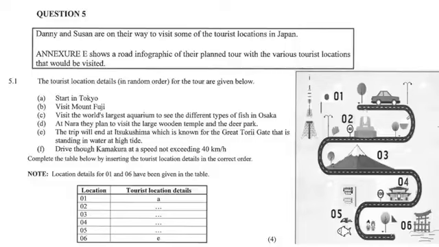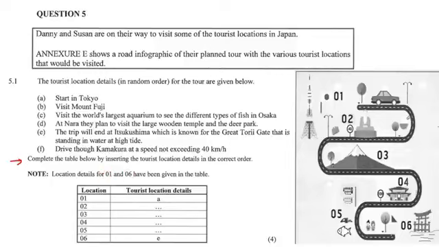This question says that Danny and Susan are on their way to visit some of the tourist locations in Japan. Annexure E, which is this one over here, shows a road infographic on their planned tour with the various tourist locations that would be visited. The tourist location details in random order for the tour are given below. So they say starts in Tokyo, visit Mount Fuji, and so on. It says here, complete the table below by inserting the tourist location details in the correct order. Location details for 01 and 06 have been given.